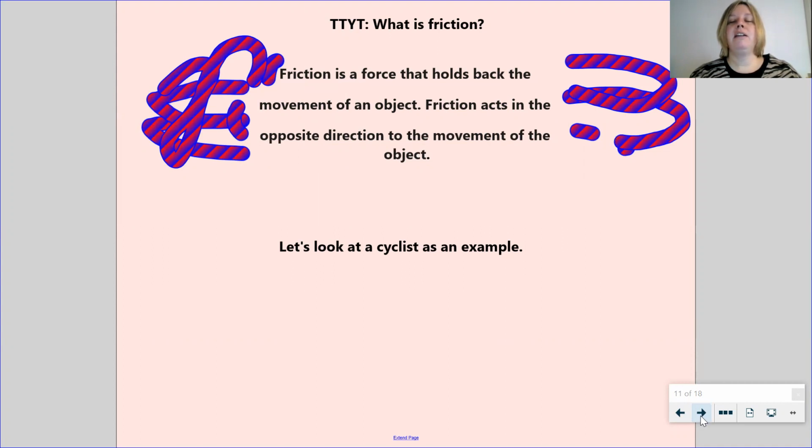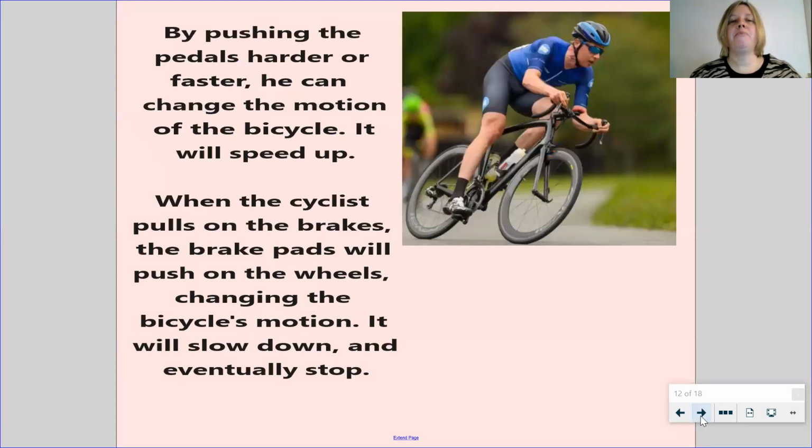Let's look at a cyclist as an example. By pushing the pedals harder or faster, the cyclist can change the motion of the bicycle. It will speed up. When the cyclist pulls on the brakes, the brake pads will push on the wheels, changing the bicycle's motion. It will slow down and eventually stop.